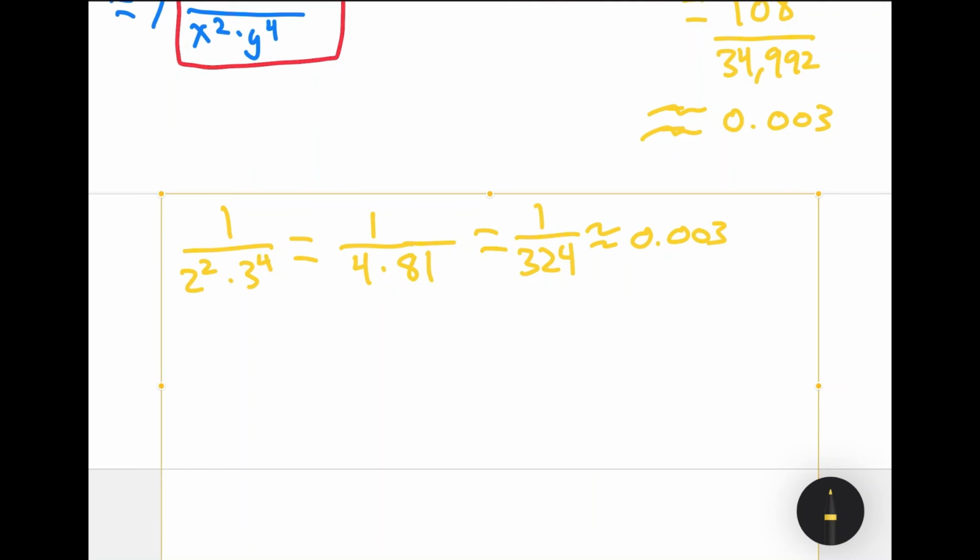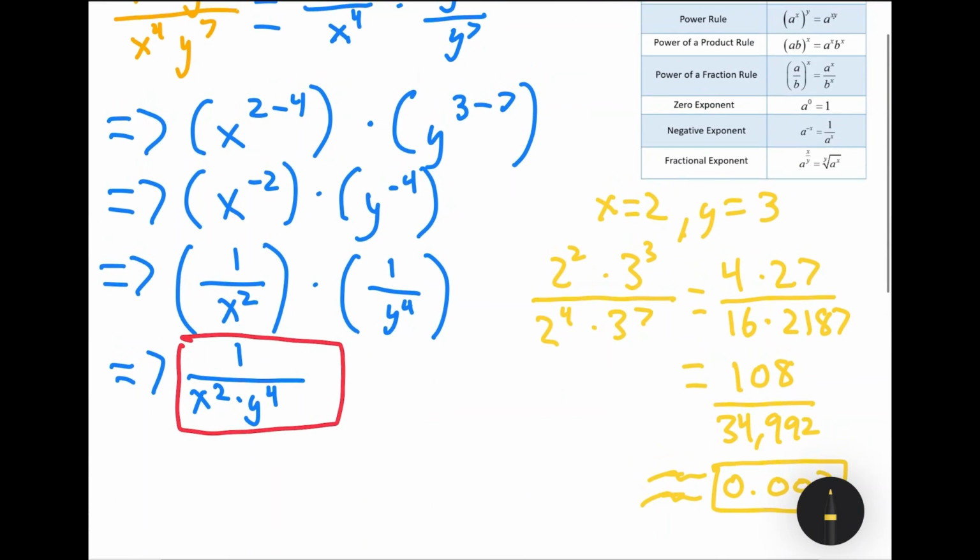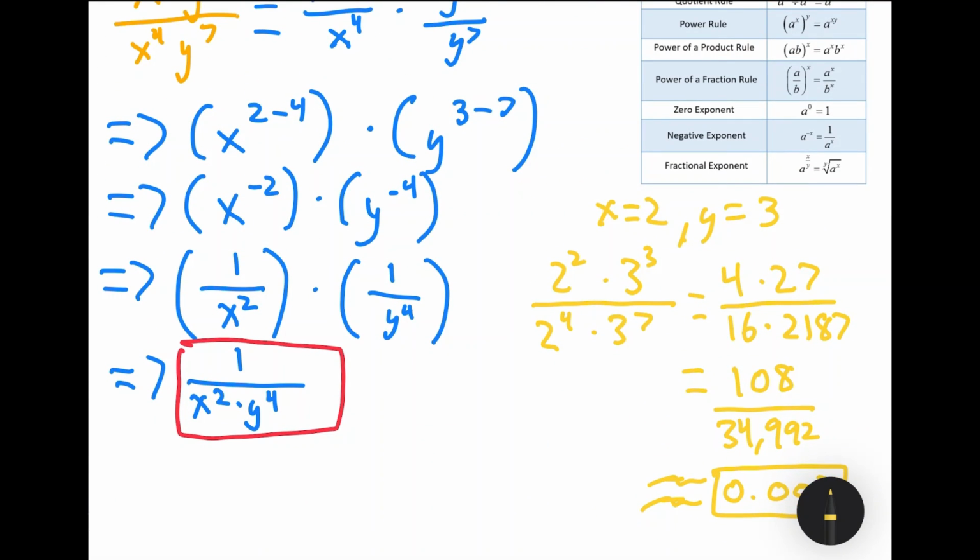0.003. So as you can see, we got the same answer for both equations, the simplified equation and the original equation, which means that our simplified equation is correct, and that's your answer. Hope that helps.